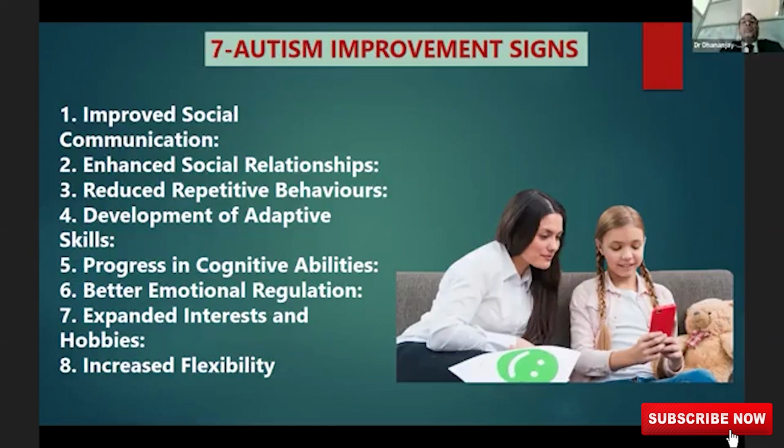Then what should you do? How should you know that your child is improving or not? If the child is improving in social communication and social relations, repetitive behavior is reduced, adaptive skills are developing, cognitive abilities are progressing, better emotional regulation, expanded interests and hobbies, and increased flexibility, these are signs of improvement in autism.